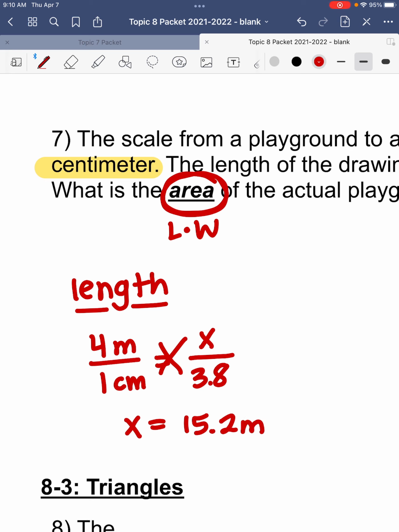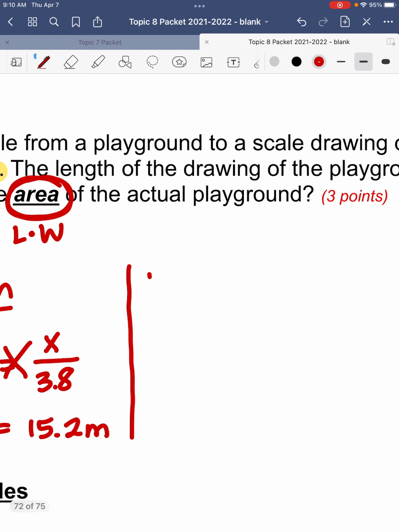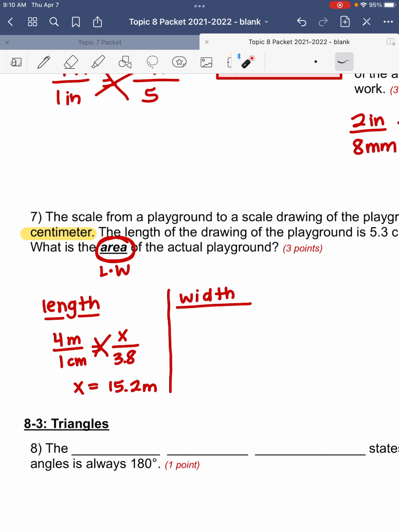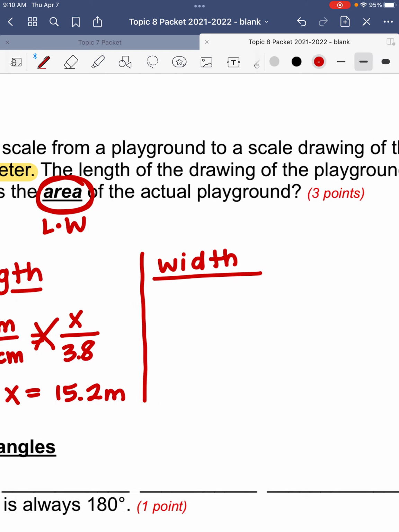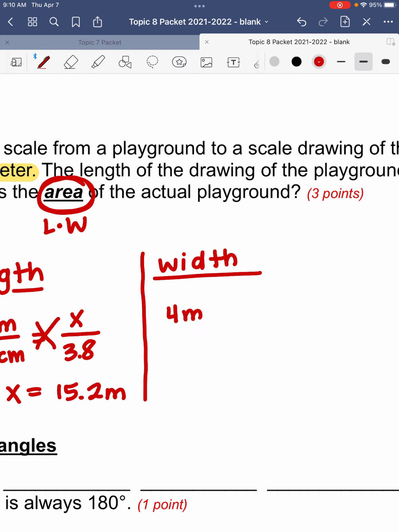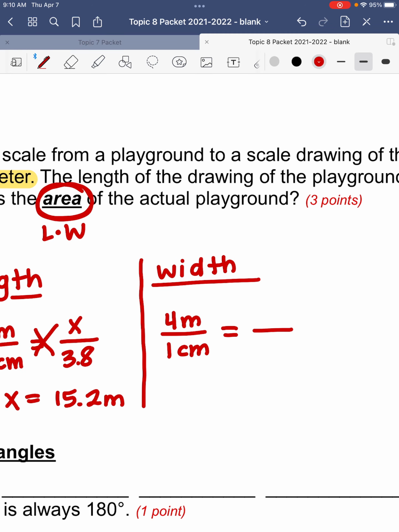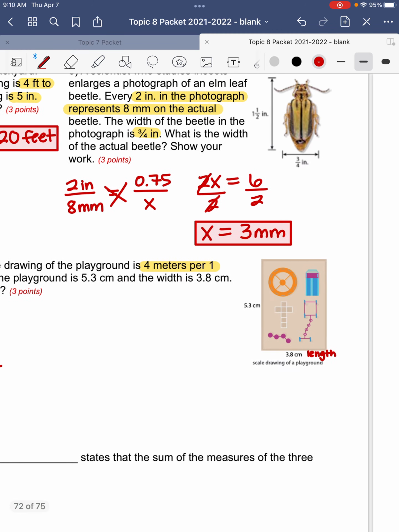Now we're not done yet. Next we have to find the actual width of the playground. Our scale is the same, so I'm going to use this same fraction right here. We have 4 meters over 1 centimeter. If you wrote it as 1 centimeter over 4 meters, that's perfectly fine as long as you're consistent with your units.